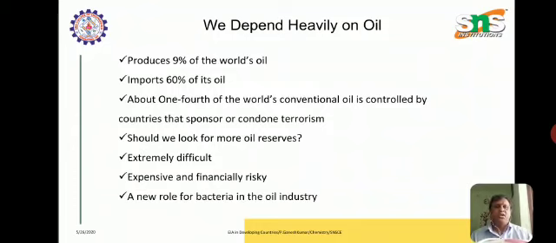So for oil, the U.S. has conducted more wars. Should we look for more oil resources? Yes, we have to look for more oil resources, but that must be extremely difficult, expensive and financially risky, and a role for bacteria in the oil industry is required to degrade the oil and other things.